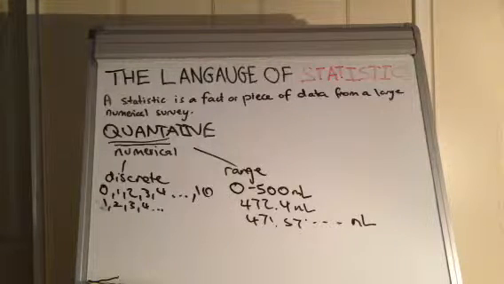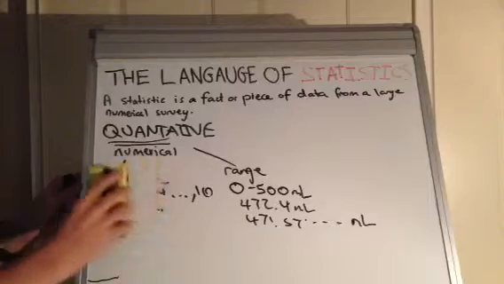I know I glossed over it reasonably quickly, but essentially it's a numerical answer, and from that we're generally able to construct things like means and standard deviations from quantitative data, whereas with categorical data, which I'm about to go into, we generally don't have means or any sort of standard deviation.